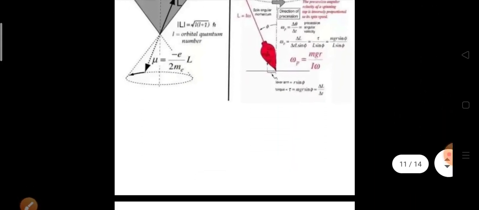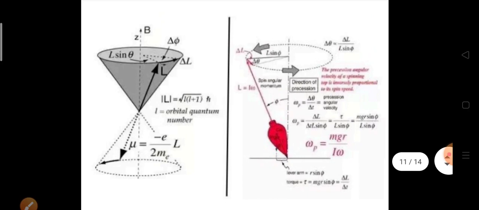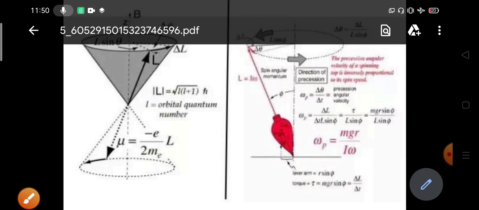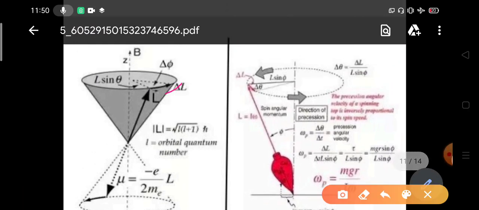Suppose we have to give the similarity between the two motions. Suppose you have the electron revolving around a magnetic field, where the electron is precessing around the magnetic field. Why is it so? Suppose this is your magnetic field, and this magnetic field will try to make it align itself to reduce the system's energy to a minimum.